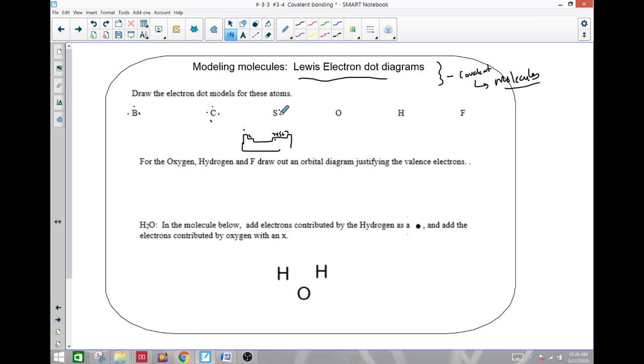Sulfur's got 6. 1, 2, 3, 4, 5, 6. Same as oxygen, 1, 2, 3, 4, 5, 6. Hydrogen's got 1 and fluorine's got 7. 1, 2, 3, 4, 5, 6, 7. So for oxygen and hydrogen and fluorine, draw out the orbital diagrams justifying the valence electrons.